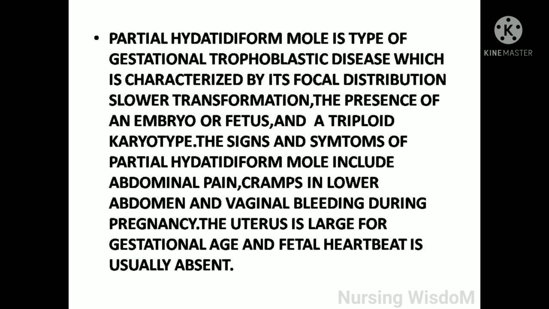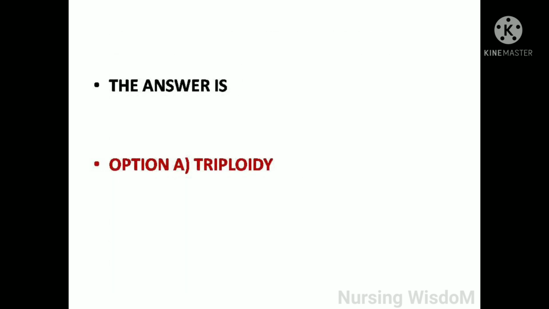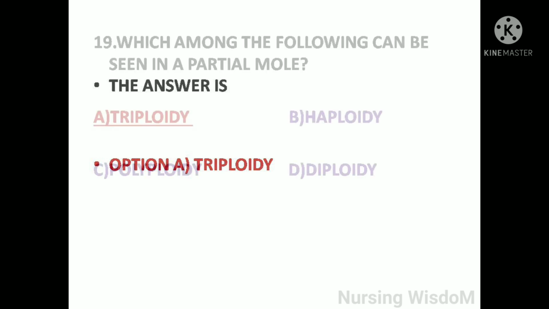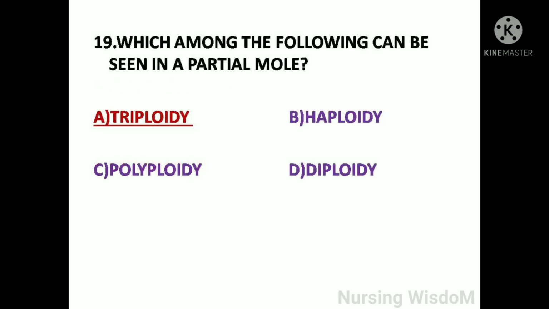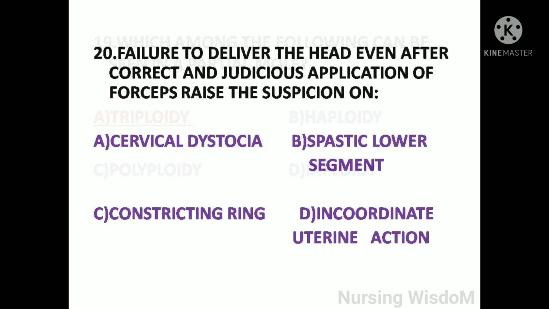The signs and symptoms of partial hydatidiform mole include abdominal pain, cramps in lower abdomen, and vaginal bleeding during pregnancy. The uterus is large for gestational age and fetal heartbeat is usually absent. Here the answer is option A, triploidy. Which among the following can be seen in a partial mole? Option A, triploidy.